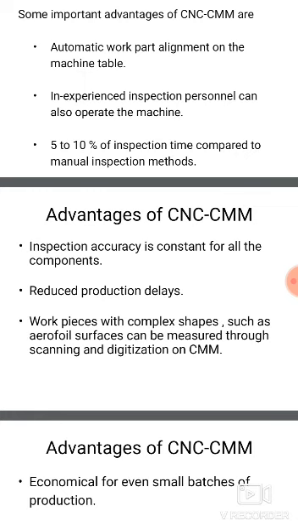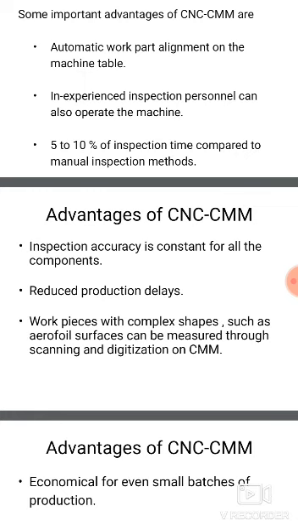Next advantage is shorter measuring time. So within a short time we can measure with this machine. Next, automatic work part alignment is possible. So automatically it can measure different parts and the alignment of the position also it can find out. Next, better repeatability. So better position it is. Repeatability means it is better in all ways. Next, economical even for small batches. So small companies can also use this CMM.